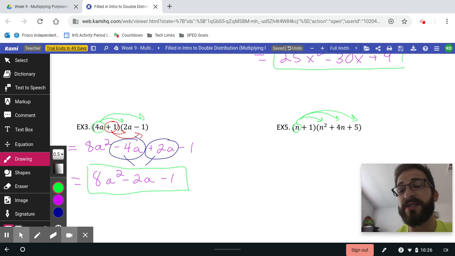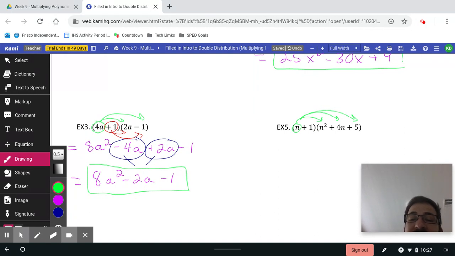So distribution always works the same way. We always distribute to everything inside the parentheses. So just because we have more things in the parentheses doesn't mean it's going to throw anything off. Okay, so we have n times n squared. N times n squared is n cubed. N times 4n is 4n squared, because we have 2 n's now. N times 5 is 5n.